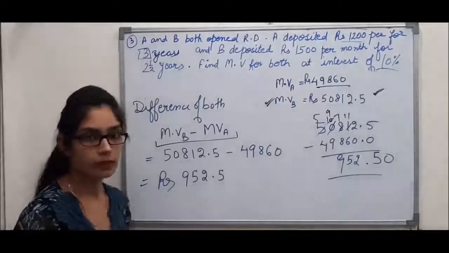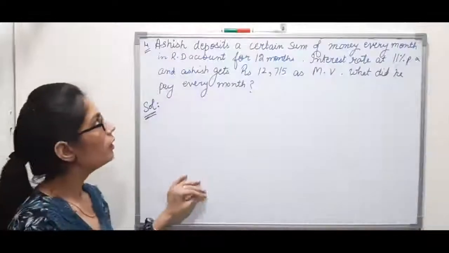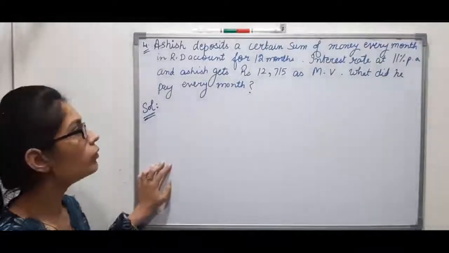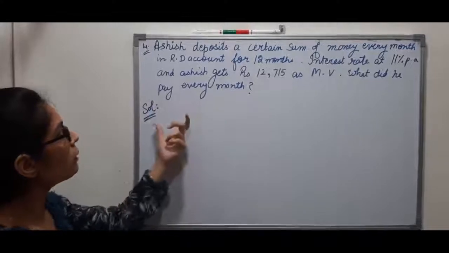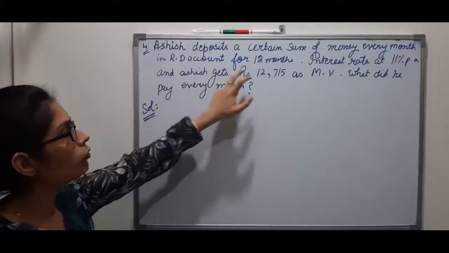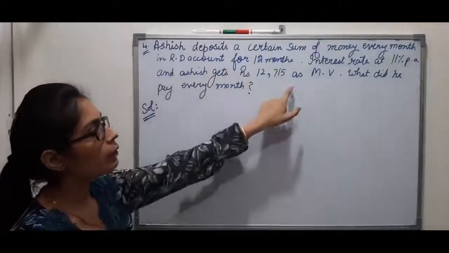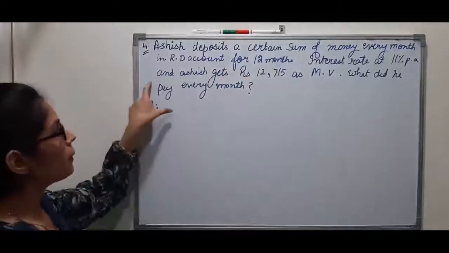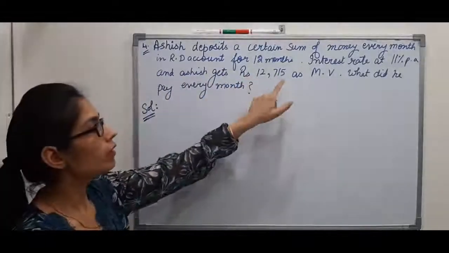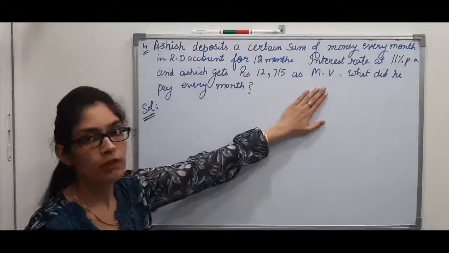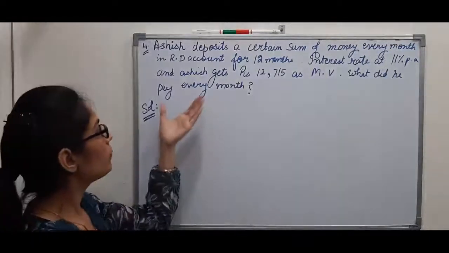Let's do the next one. Now let's do question number 4. Ashish deposits a certain sum of money every month in his RD account for 12 months. Interest rate is 11% per annum and Ashish gets rupees 12,715 as his maturity value. What did he pay every month?